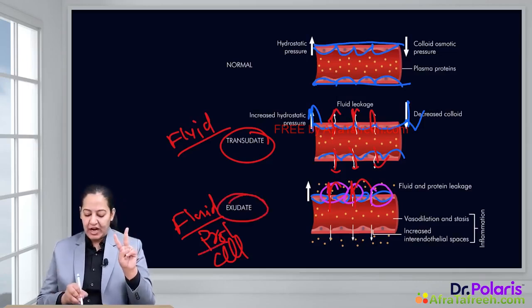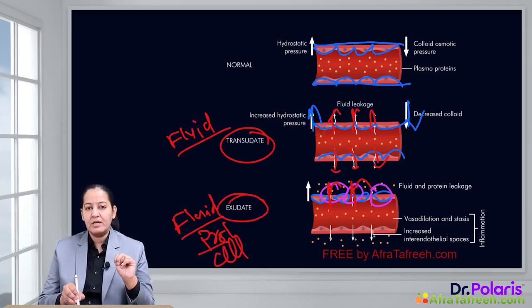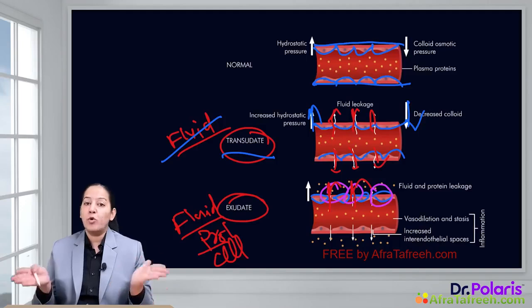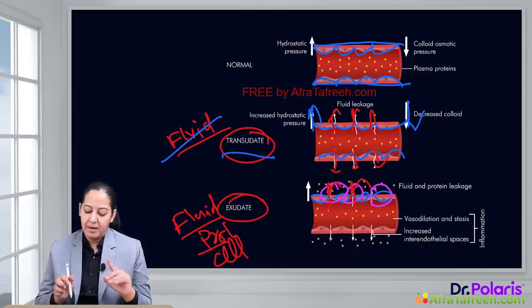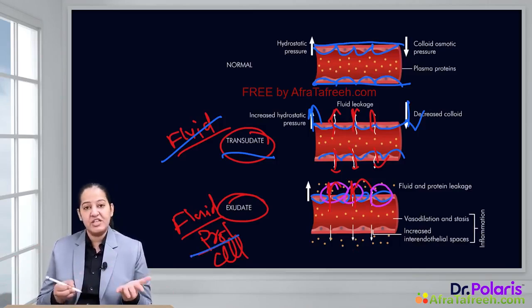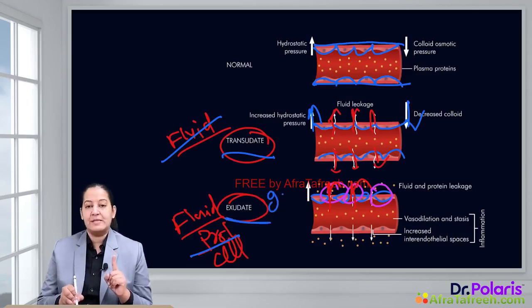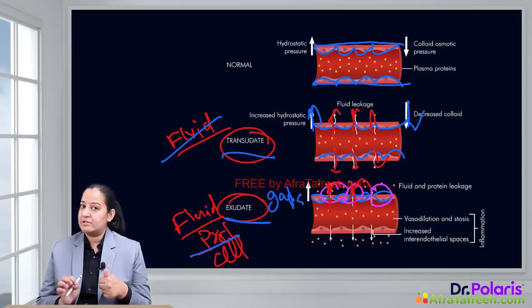So edema is of 2 types. What are the 2 types of edema? Transudate, it is only fluid. It is only edema, no protein, no cell. So protein poor, cell poor edema is transudate edema. On the contrary, protein rich, cell rich edema is known as exudate. So exudate is due to formation of gaps. That is the 5th mechanism, increased vascular permeability.